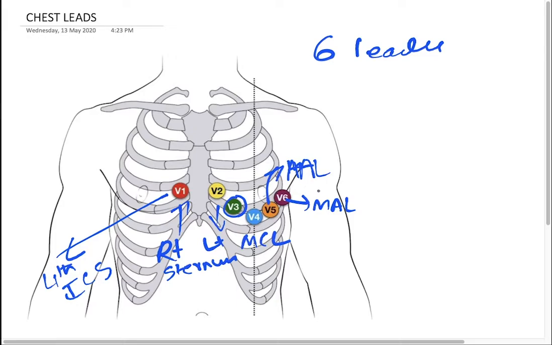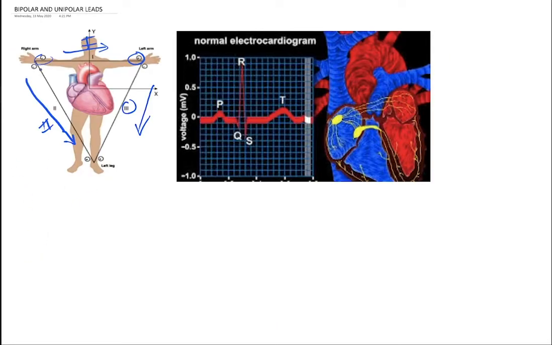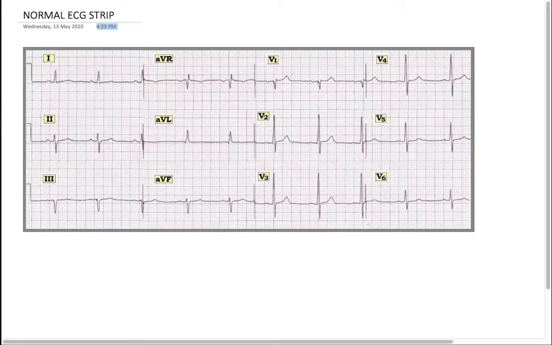So if I have to show you in a normal ECG, this is how it looks. There are 12 leads: 1, 2, 3, the augmented leads AVR, AVL, AVF, and the others.